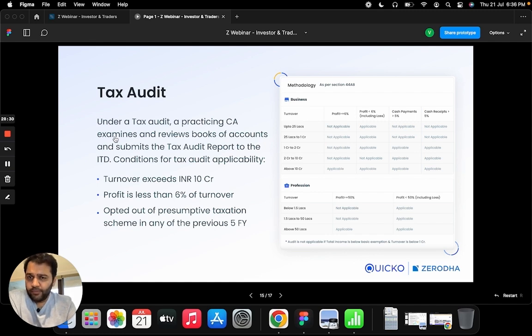Now, what we do on Quicko is we have a recommendation engine. Looking at your data, we recommend whether tax audit is applicable or not. Now, it's always up to the taxpayer whether they want to get their books of accounts audited or not. Also, Quicko is an online tax filing platform. We are a technology platform. We are not a CA firm. So we cannot technically get your books of accounts audited, right? So what you will have to do is, if you use our platform to file your return, you will have to find a chartered accountant either within our network or outside of our network who would then audit your books of accounts and submit your audit reports.